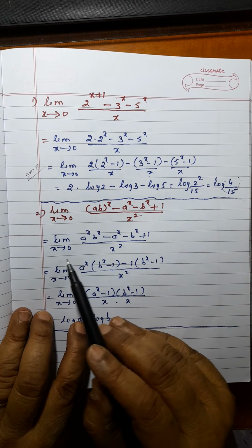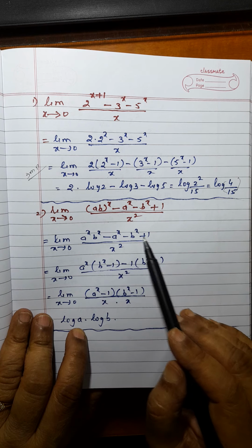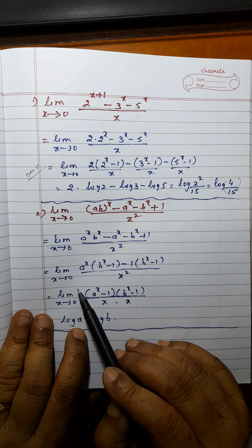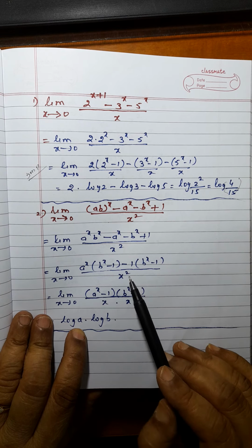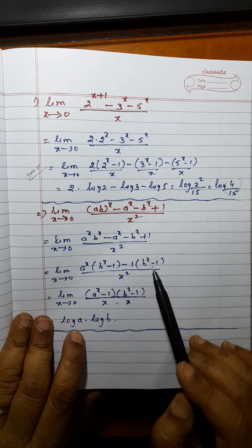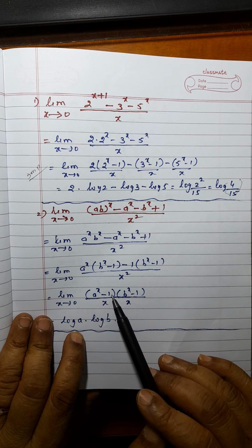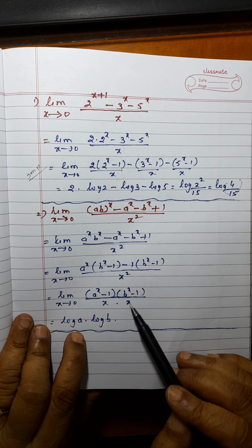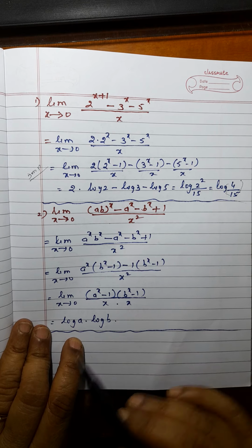You remember this. Limit x tends to 0 of (a raised to x minus b raised to x minus a raised to x times b raised to x plus 1) upon x square. From these two terms, I will take a raised to x common, so b raised to x minus 1 will remain. I will take minus sign common: minus 1. So (b raised to x minus 1), upon x square. I will take (b raised to x minus 1) common, so (a raised to x minus 1) will be the other factor. And as I told you, since square is there, one x you take here and one x you take here. This is log a and this is log b. So log a into log b.